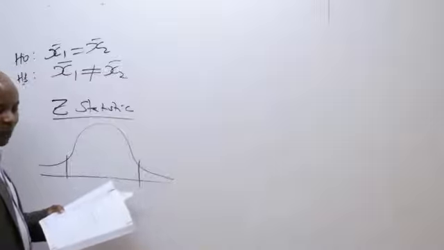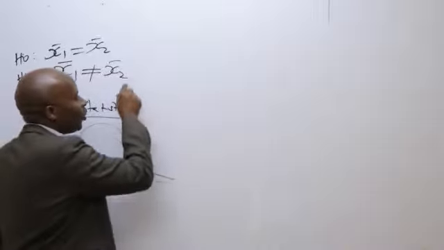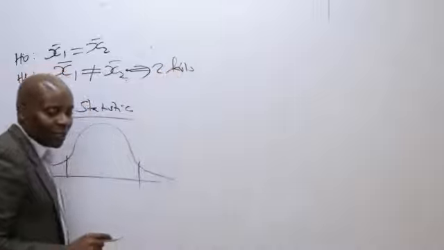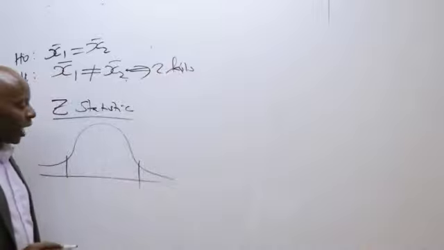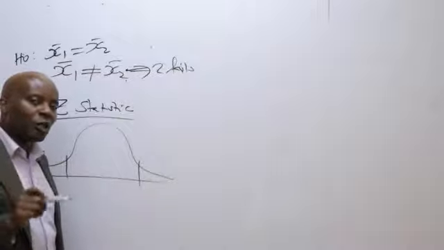The level of significance is 5%. So this 5% has to be divided into 2 because of the two tails there. So what is 5% divided by 2? What is 0.05 divided by 2?